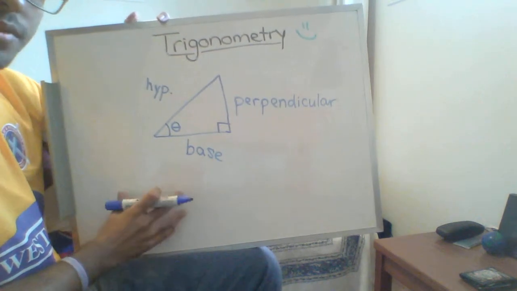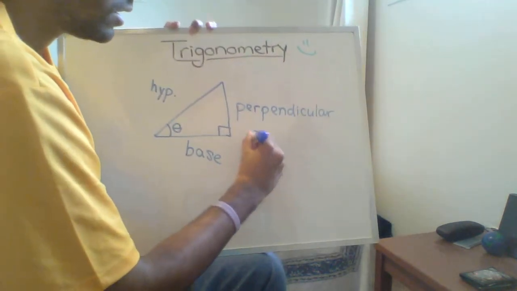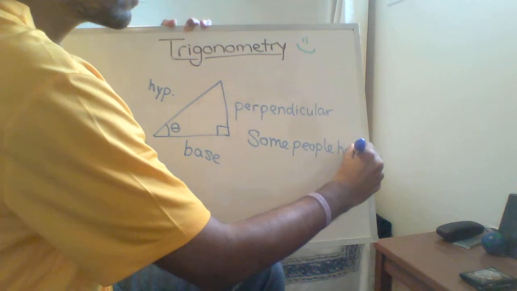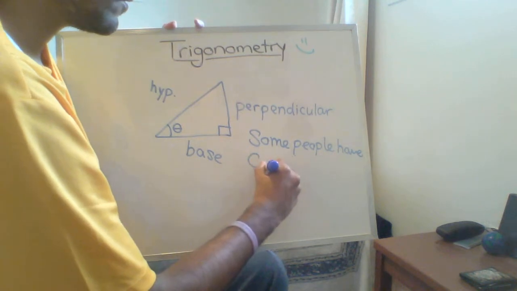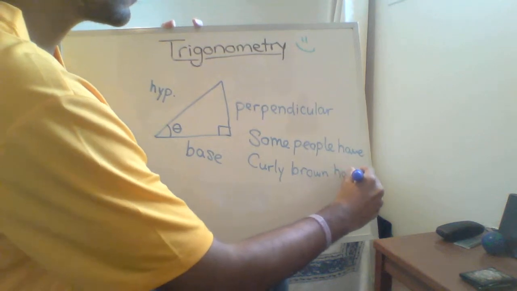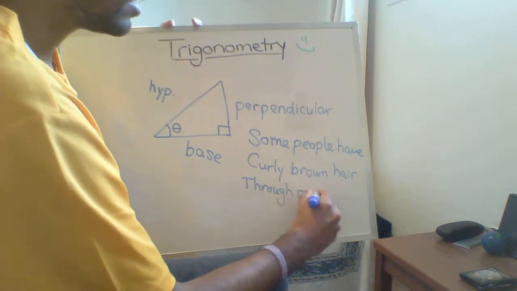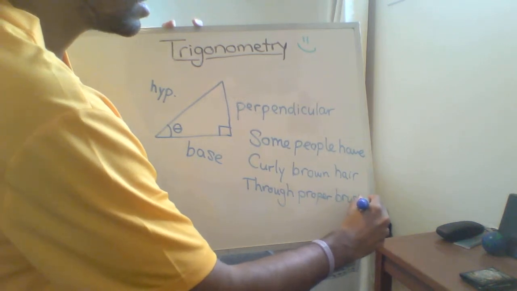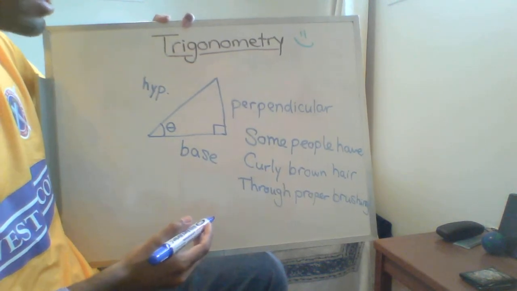Okay? Now, I'm going to go through this acronym really quickly. It's not an acronym, it's just a way of remembering it. Some people have curly brown hair through proper brushing. Okay, so this is a sentence that makes sense outside of a mathematical context.